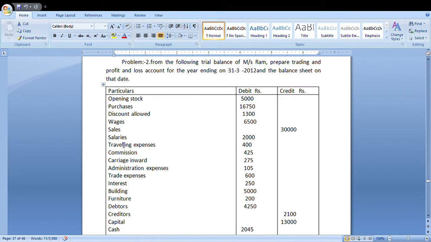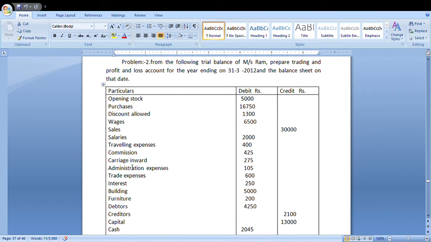Next, salaries. This is not entered in the trading account; it is entered in the profit and loss account. Traveling expenses are not entered in the trading account; they are entered in the profit and loss account. Commission is an expenditure; it is not entered in the trading account.